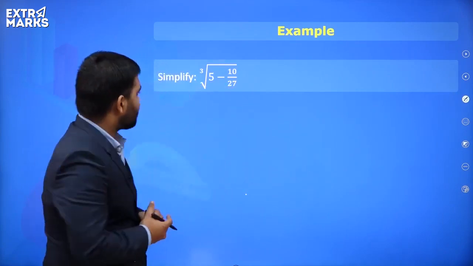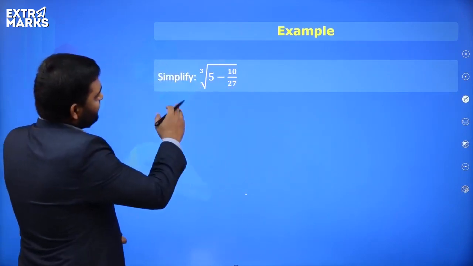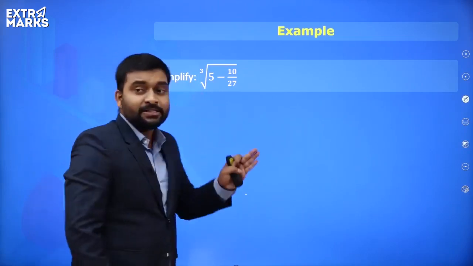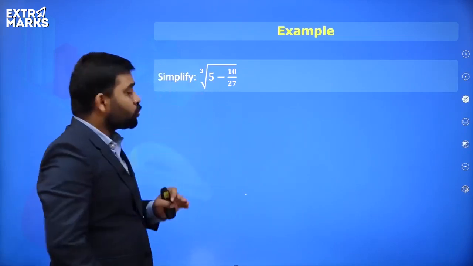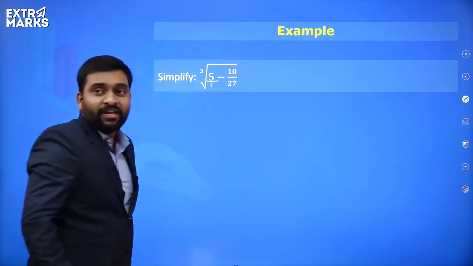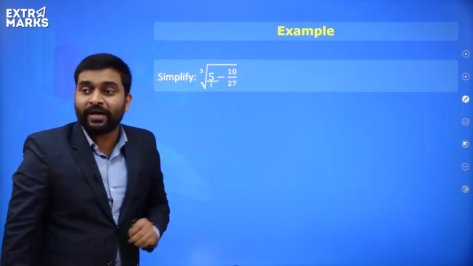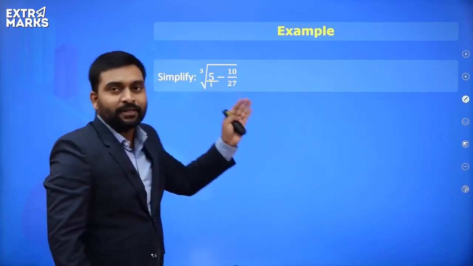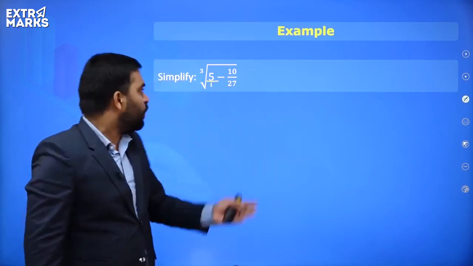So, everyone now understand. 5 minus the cube root of 10 by 27. The first thing is, you cannot simplify in this manner. Why? If you see, over here in the denominator we have 1 and over here we have 27, so we cannot subtract them. In order to subtract them, we will take the LCM.